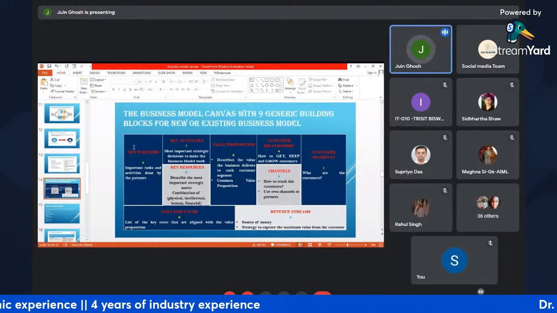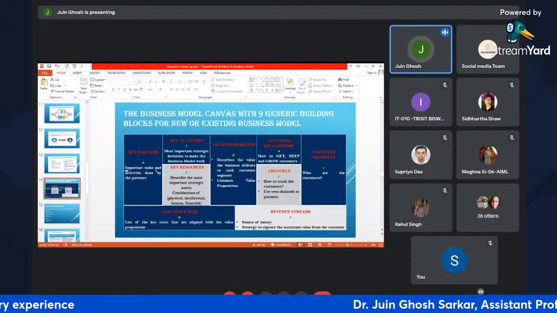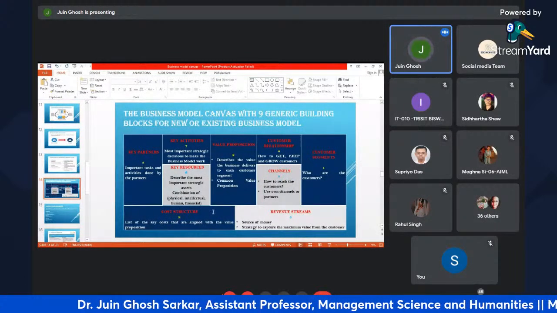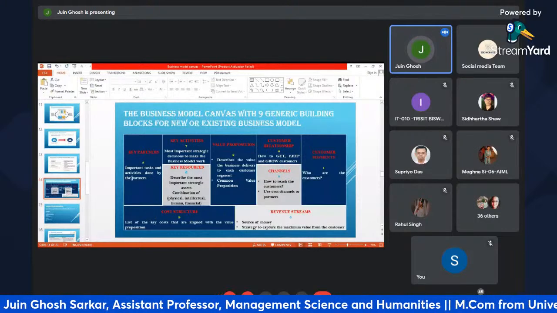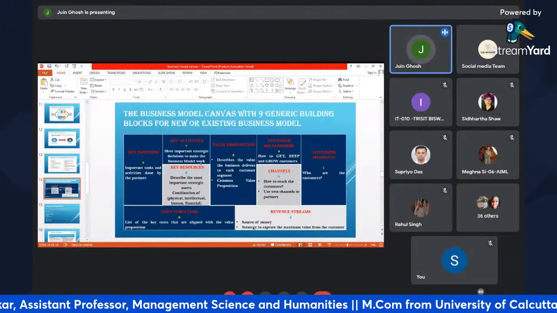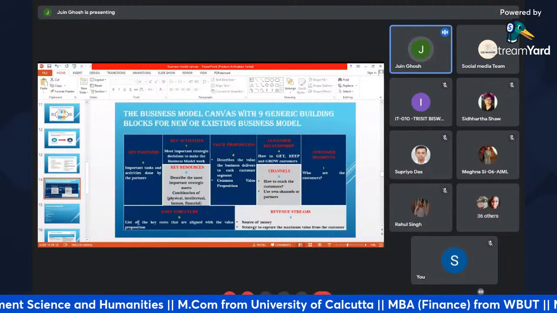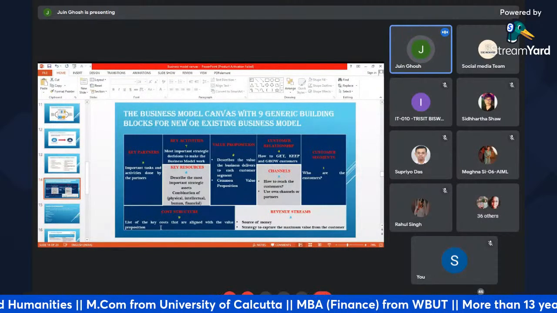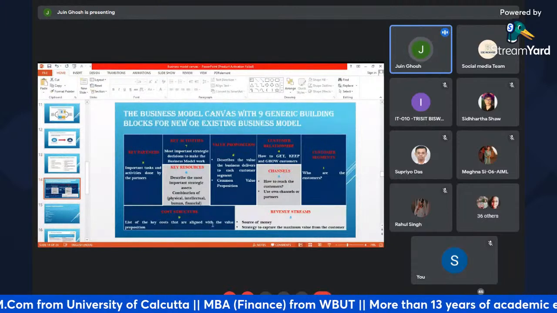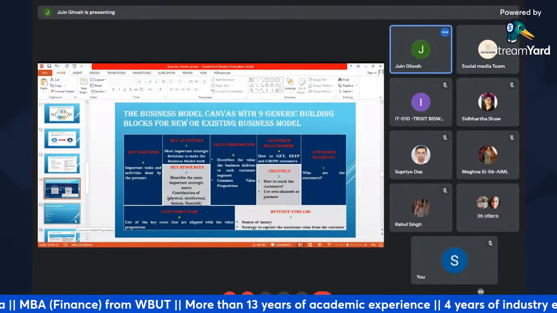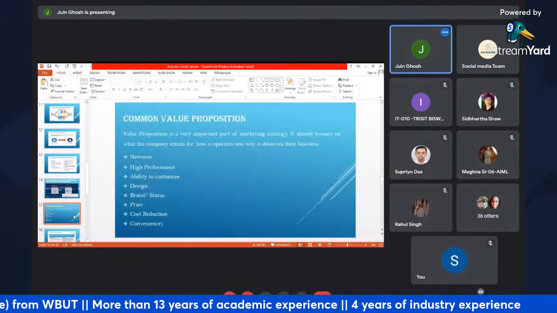The eighth parameter is the key partners. That is the important tasks and activities done by the partners. And finally, the cost structure. That is, in order to provide all these facilities to the customers, what are the expense heads? That is the list of key costs that are aligned with the value proposition. That should be pretty much clear.